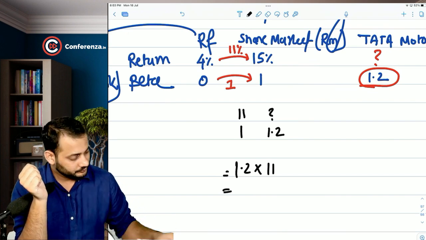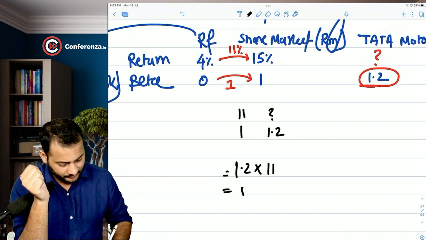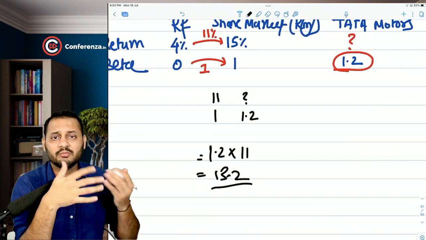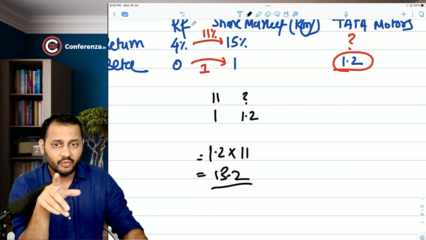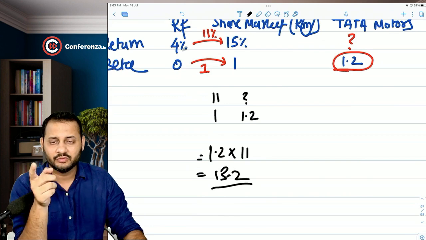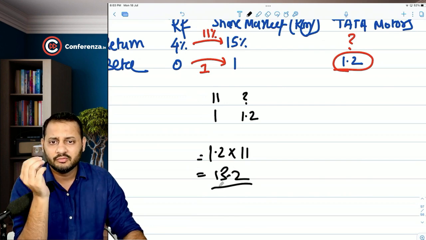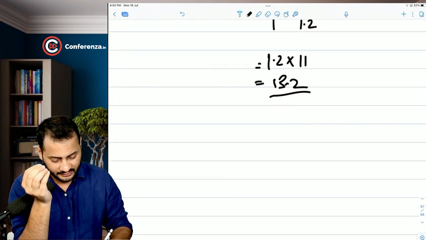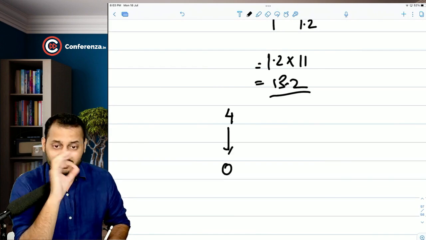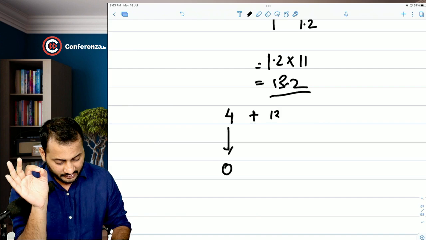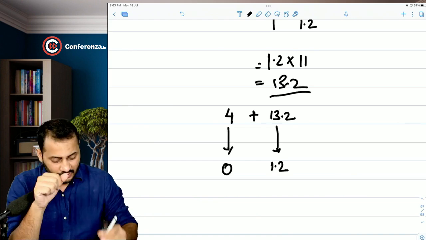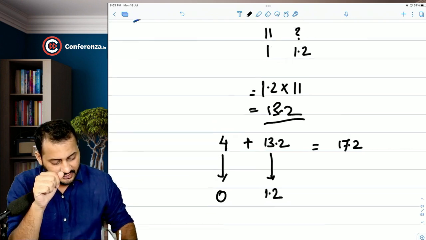Just a second. So that comes to 13.2. This is just the extra return. The 11% is not the final return; it was a premium over 4%. So this 13.2 will also be over 4%. So the answer will be like this. 4% is the return that I should receive for zero risk, and 13.2% is the return that I should receive for 1.2 units of risk. Am I right? So the total return that you want is 17.2%.